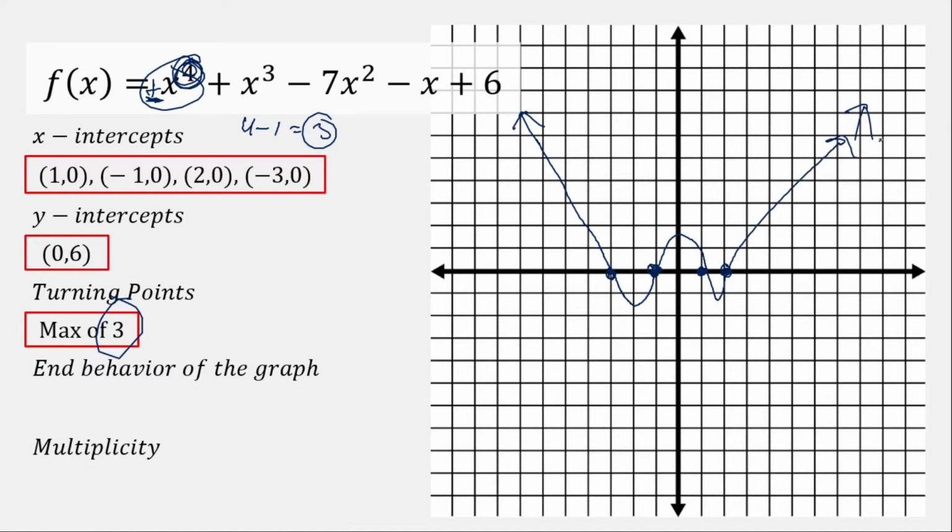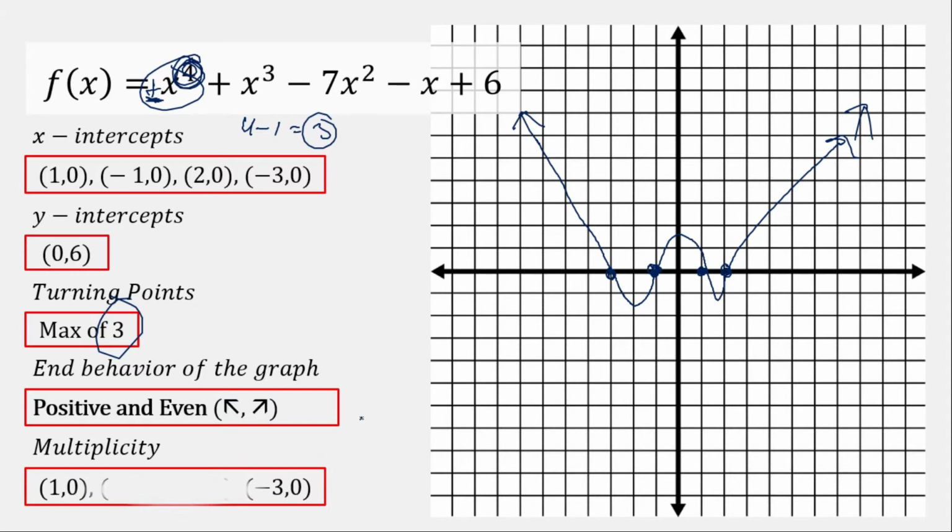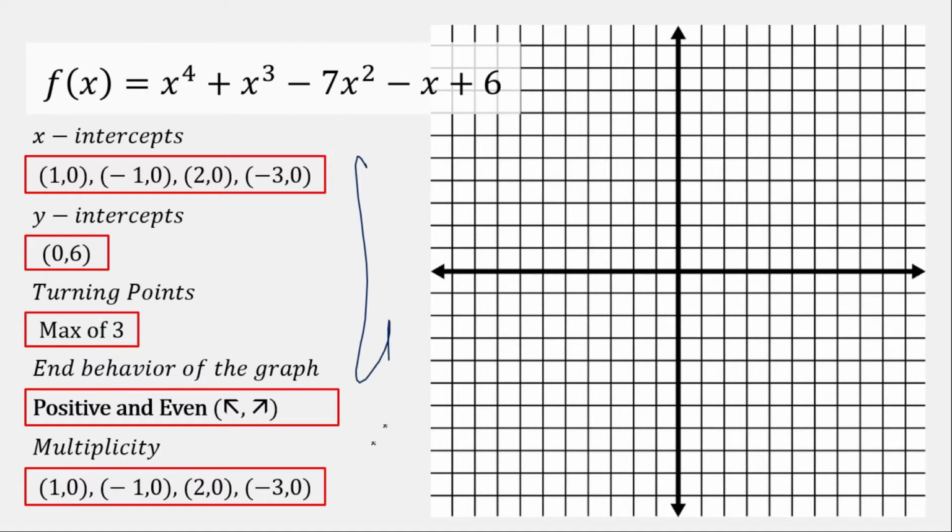Oh, sorry. This is just a rough draft. This is not the actual draft. Now, you see that we have no multiplicity. That's why all our graph crosses the x-axis. No one touches the x-axis. All of them cross the x-axis. That's why we have that graph. So I hope you learned this rough graph of this equation. Okay, these are all the things that we need to get at least a close rough graph.